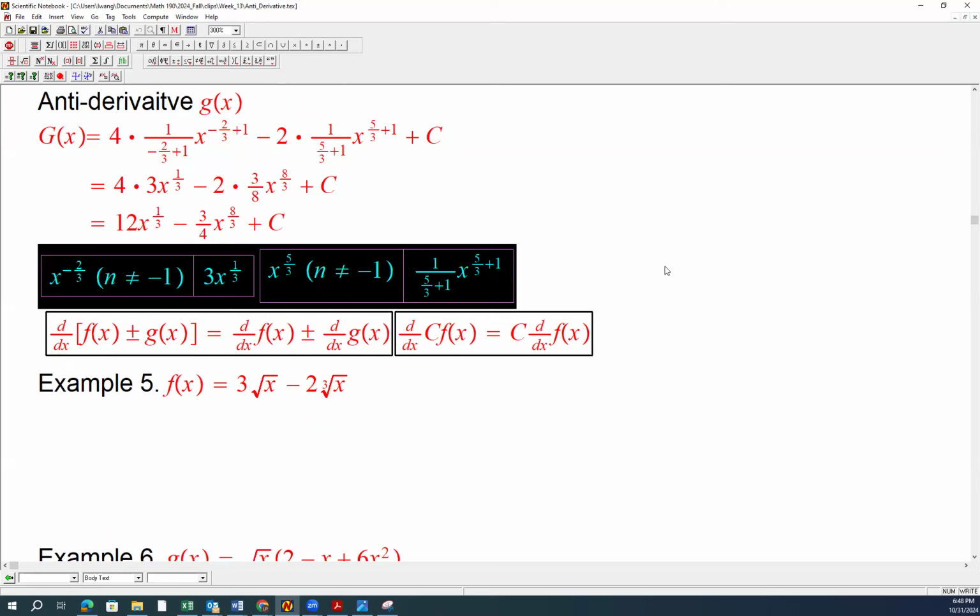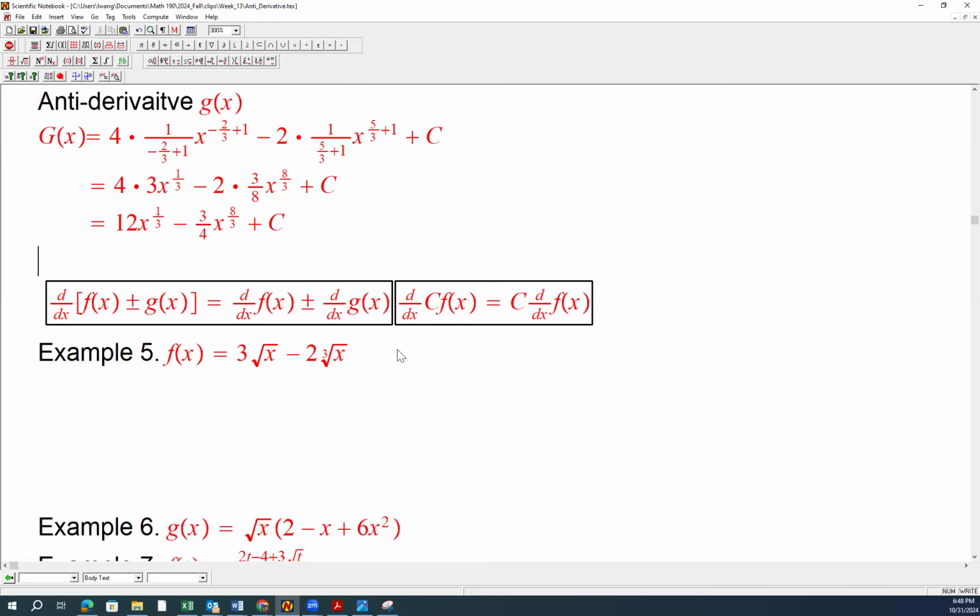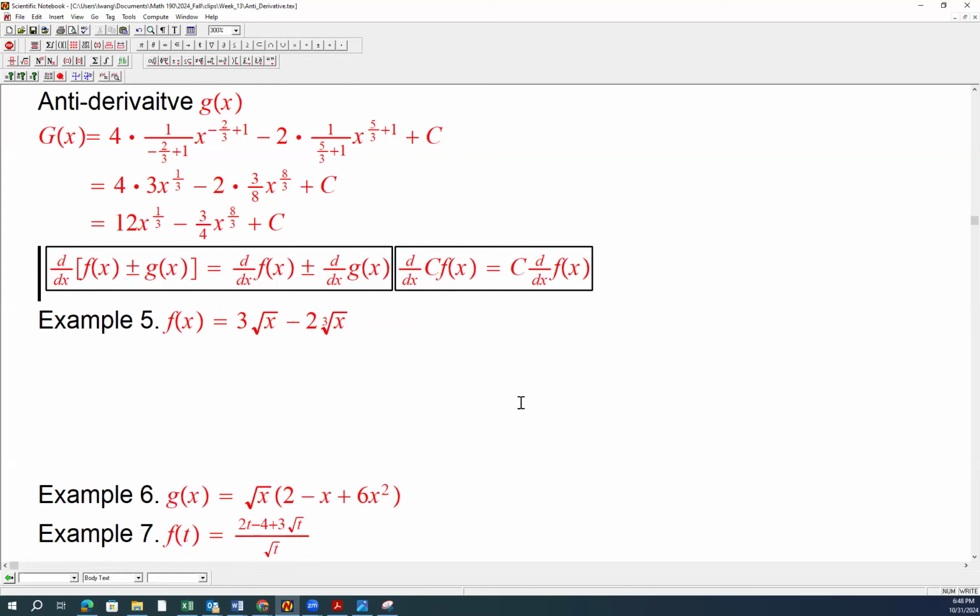Once again, if you wish to practice, you can pause this recording and do it on your own. This is one more time we're going to use the power rule. This time we're going to write the antiderivative of f of x. We can use capital F, or you don't have to use any symbol.